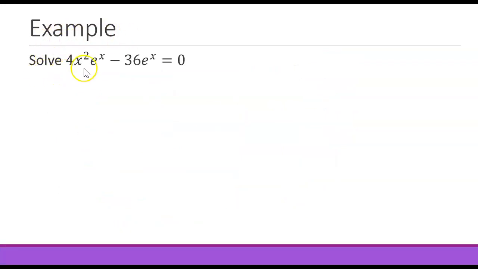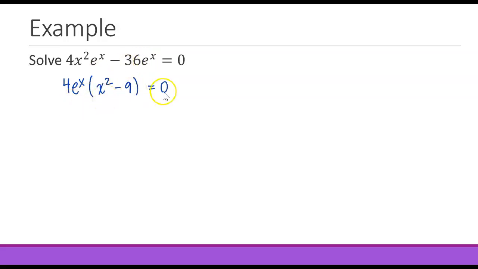In this example, we want to solve 4x squared e to the x minus 36e to the x equals 0. So now we have an equation that involves an exponential function and a polynomial function. So what we want to go ahead and do is apply the strategy of factoring. So we have a common factor here. So we actually have 4 in common in both terms and the e to the x in common in both terms. So I'm going to factor out a 4e to the x, and I'm left with, in the first term, just x squared. In the second term, I'm left with minus 9 is equal to 0.